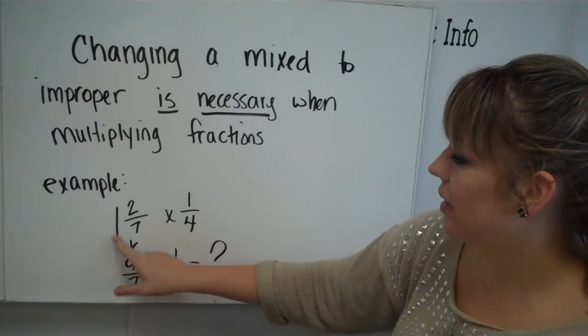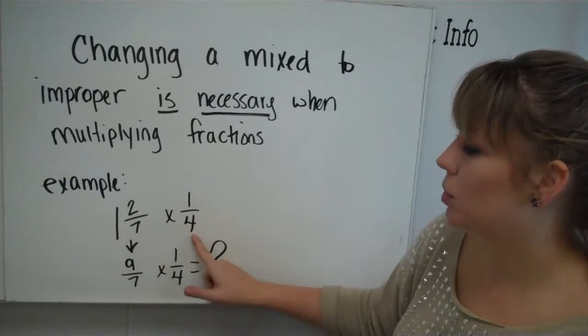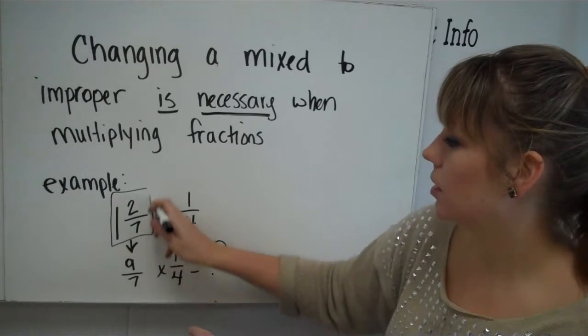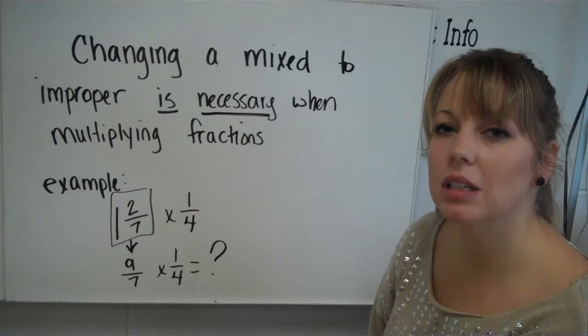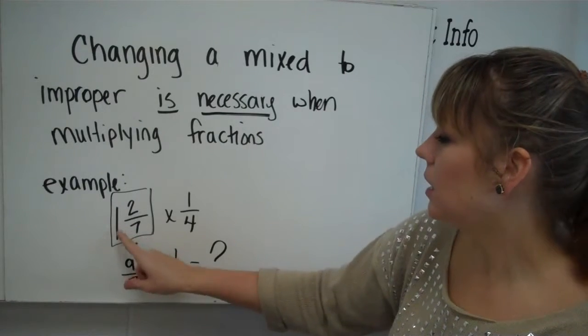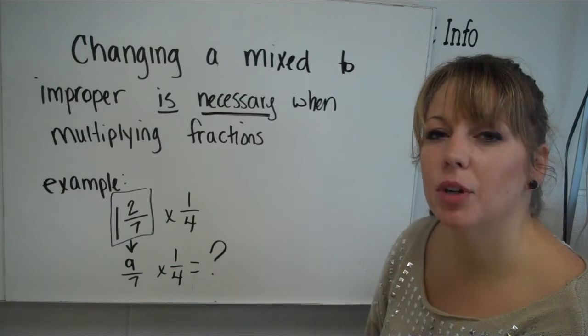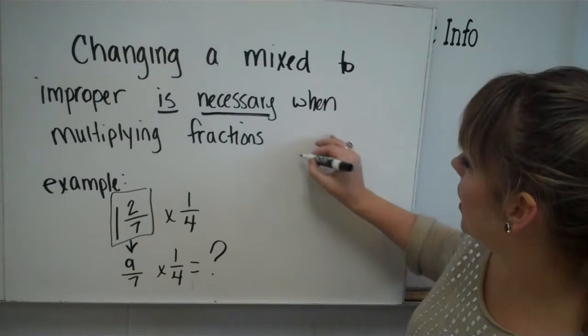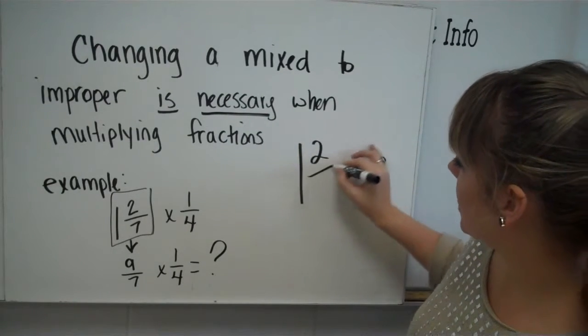Here's an example. Your question is 1 2/7 times 1/4. In your question, you only have one mixed number right here. So that's the only number that you're going to need to change. The other one can stay exactly like it is. Let's review how to convert a mixed number to an improper. Here's your number 1 2/7.